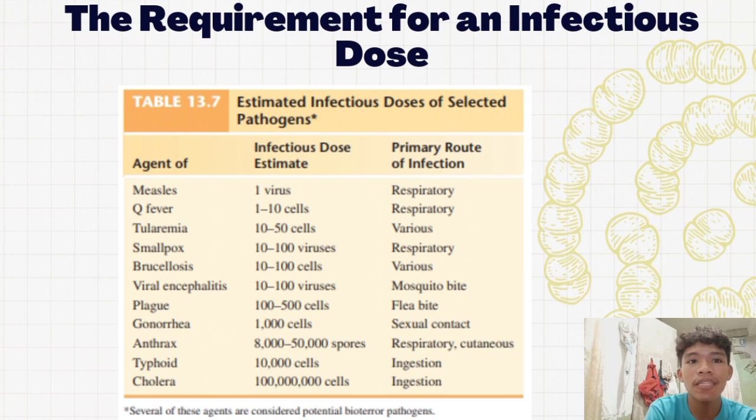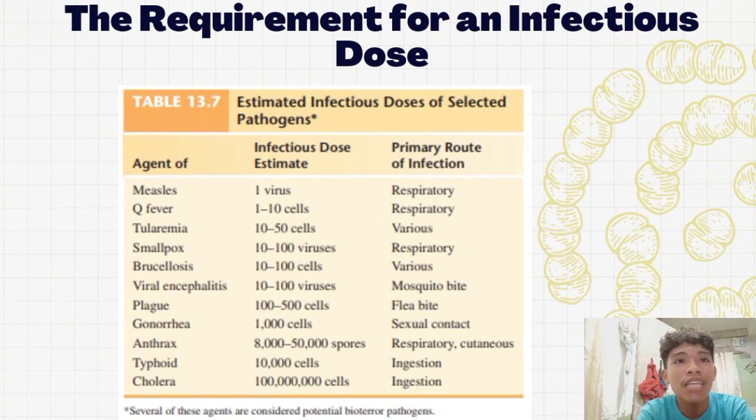And another example sa cholera. Infectious dose estimate, 100 million cells. Primary route of infection, ingestion. Sa cholera requires a much larger number of germs, which is about 100 million cells, and is spread through eating or drinking contaminated food or water. Ayan, the table shows that the number of germs needed varies widely depending on the disease.